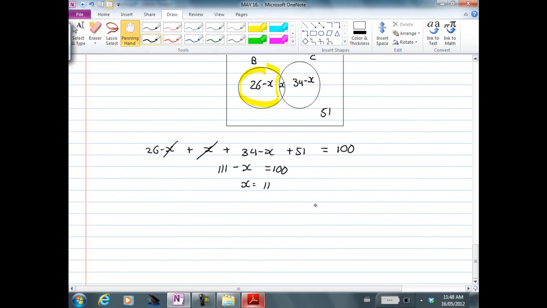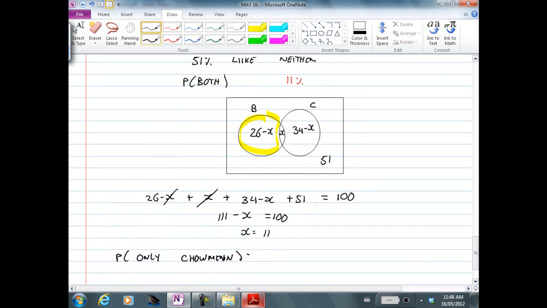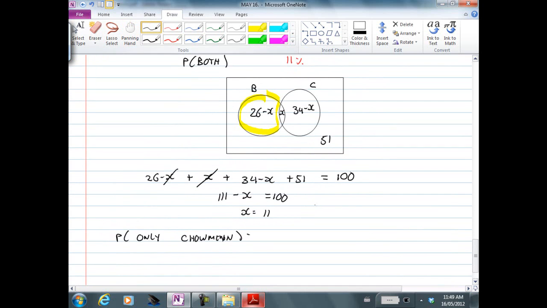Now if I ask you, what about the probability of only chow mein? It'd be 23. Now that you have x, we can go back and sub it in, because 34 minus 11 is 23. On exams, they may ask you what percent only like chow mein, and this is how we do it. See, everyone has different methods, but really, is it that hard?